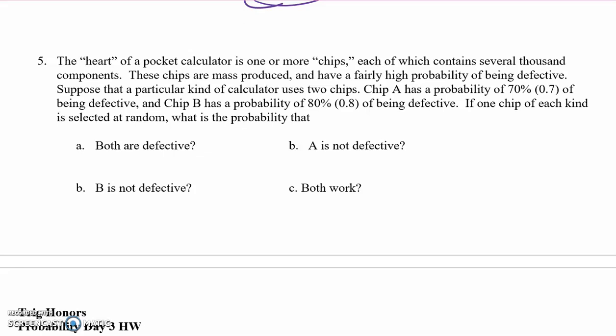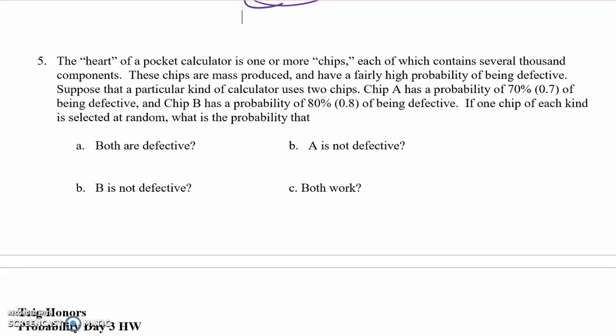Number 5, the heart of a pocket calculator is one or more chips, each of which contains several thousand components. These chips are mass-produced and have a fairly high probability of being defective. Defective means that they don't work. Suppose that a particular kind of calculator uses 2 chips. Chip A has a probability of 70% being defective, and chip B has a probability of 80% being defective. If one chip of each kind is selected at random, what is the probability that?